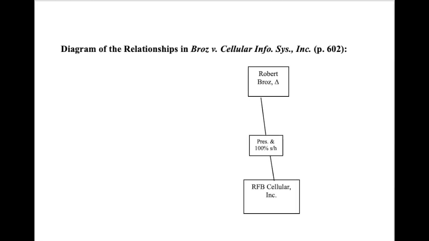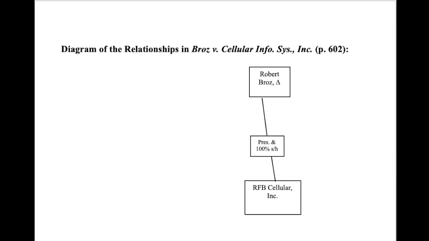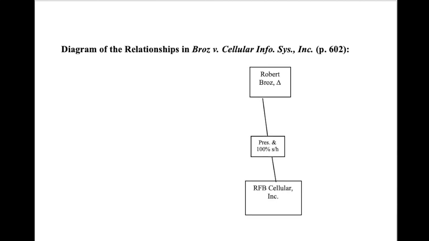So let's dig into that. The facts are just a little bit complicated, so I diagrammed it out, and let's take a look at the picture. Okay, so the basic facts of Broz versus Cellular Information Systems involved a challenge to the conduct of a man named Robert Broz, who was the defendant. So Broz was himself an entrepreneur in a field that at the time was relatively new in cellular telephone communications. Broz was the president and 100% shareholder of a firm that was essentially an incorporated sole proprietorship. His business, RFB Cellular, apparently was doing its work mainly in Michigan, in the upper Midwest, selling cell service there.